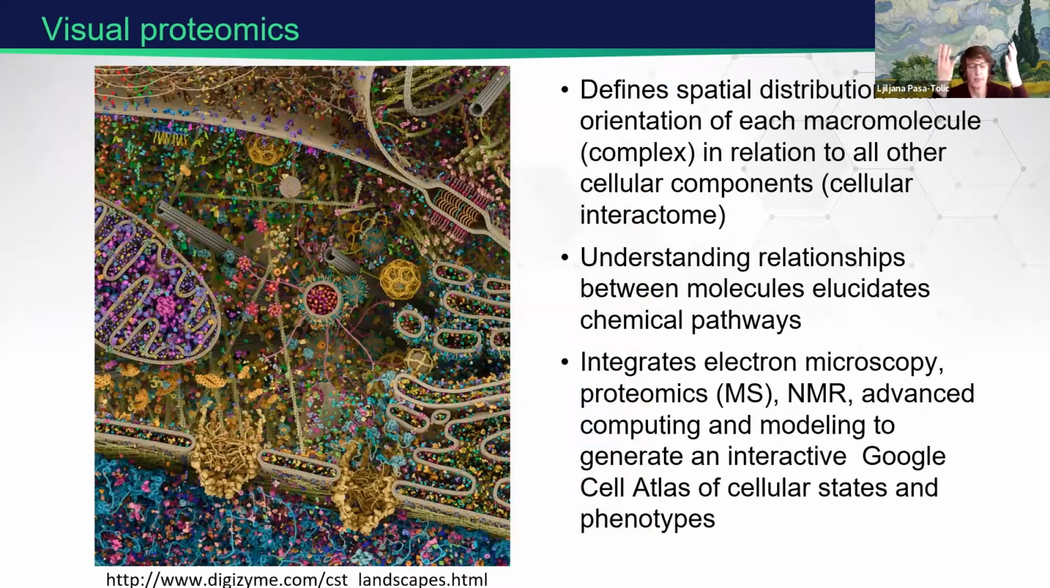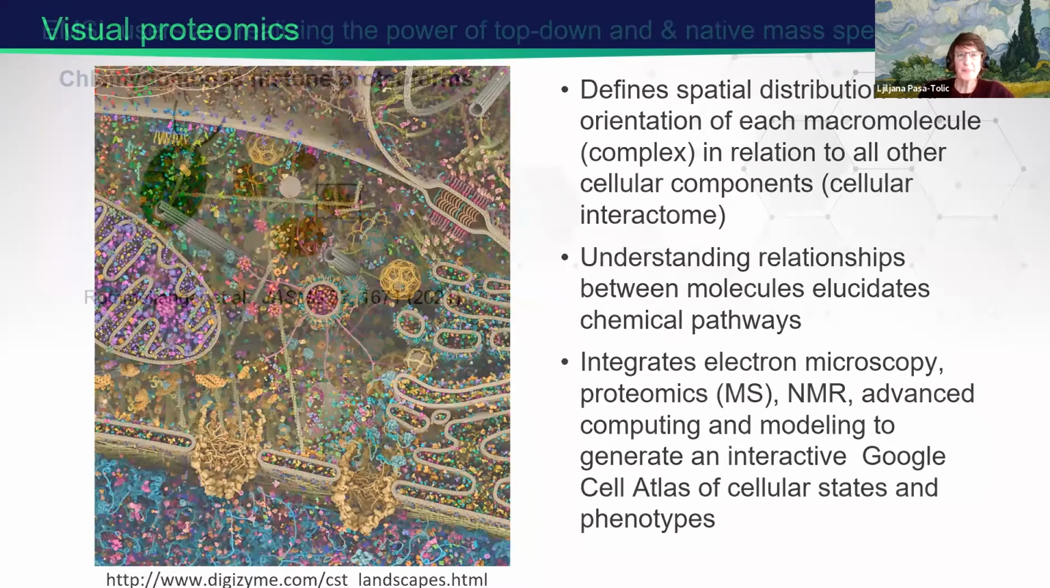So the next frontier that we have available to us then is to place these proteins and protein complexes in the context of the cell, as illustrated here on the left. So to define spatial distribution and orientation of each of the protein or protein complex relative to all of the other cellular components, and figure out how that spatial and temporal organization enable biology to happen. So we are planning to do this by integrating proteomics, and specifically top-down and native mass spectrometry with electron microscopy, single particle analysis, as well as electron tomography, also NMR and advanced computing and modeling, with a goal to develop this interactive Google Cell Atlas that will enable us to better understand cellular states and connect them to specific phenotypes.